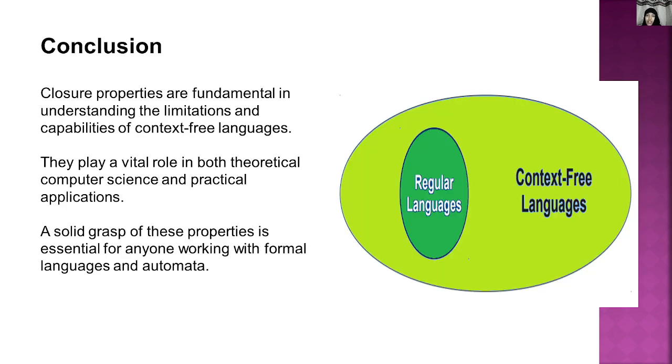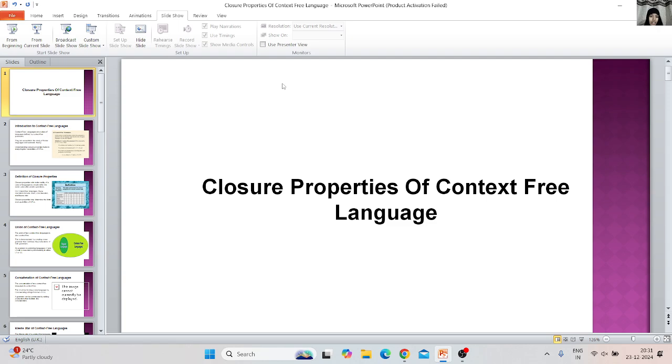Let me conclude the session: closure properties are fundamental in understanding the limitations and capabilities of context-free languages. They play a vital role in both theoretical computer science and practical applications. A solid grasp of these properties is essential for anyone working with formal languages and automata. So this is how it goes when it comes to context-free languages.